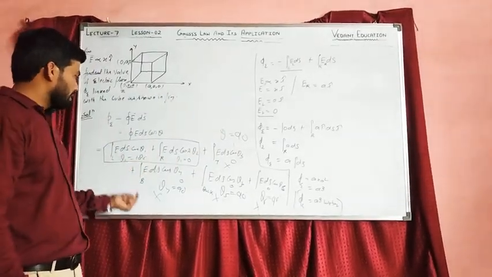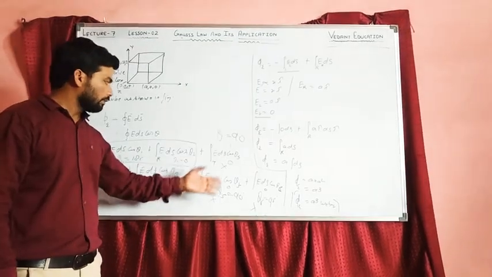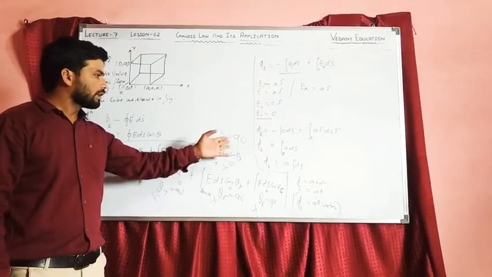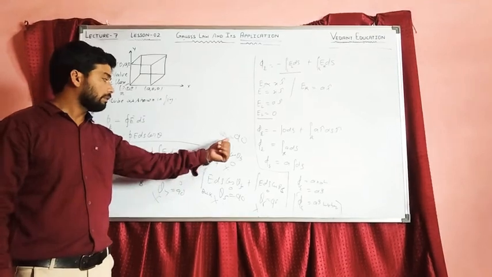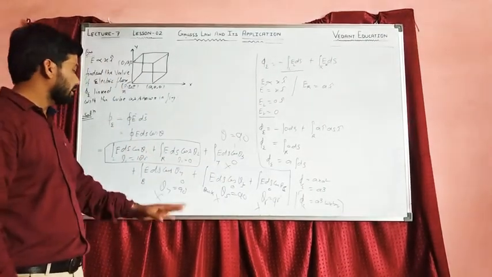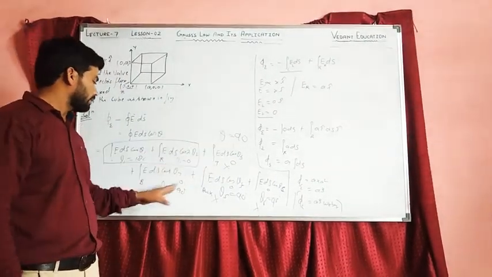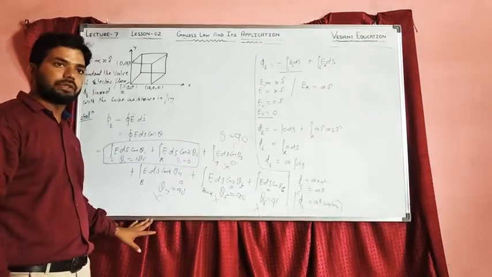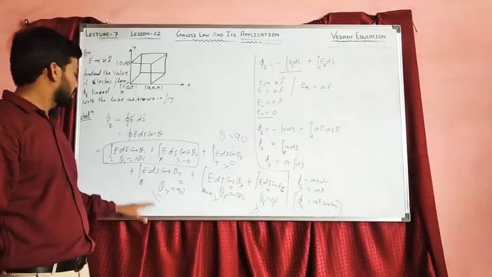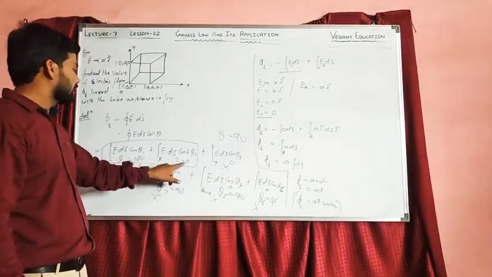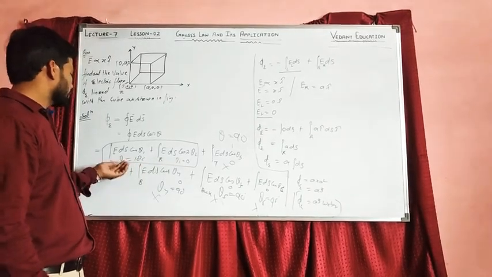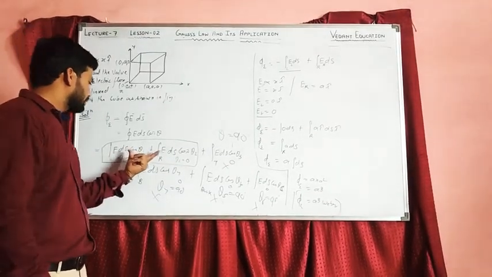Here we are seeing that a few of the faces' area vectors make an angle of 90 degrees with the electric field vector, so the electric flux linked with these faces will be 0. There are only two faces which make an angle of 0 degree and 180 degree, so flux will be linked only with these faces.